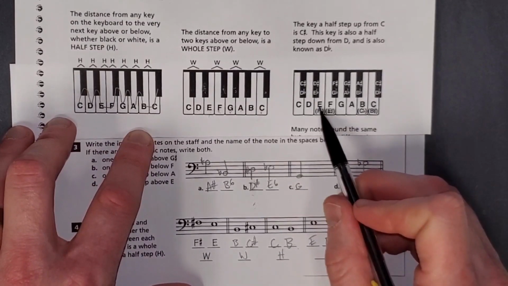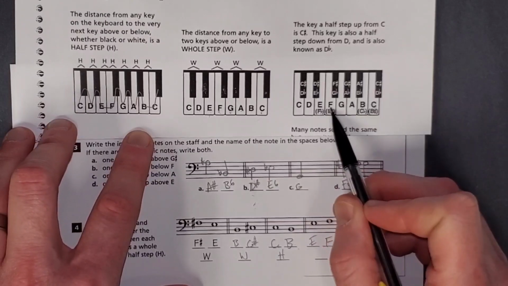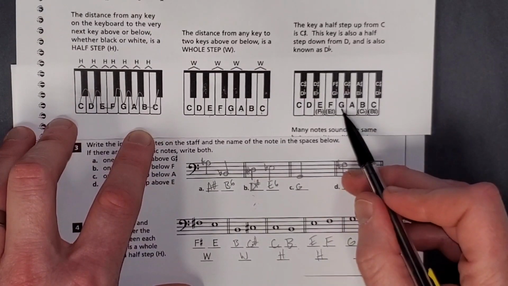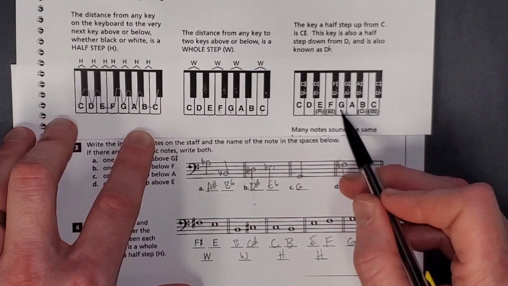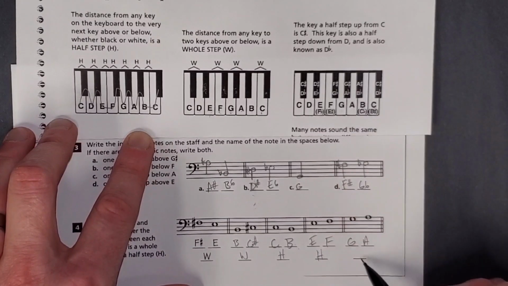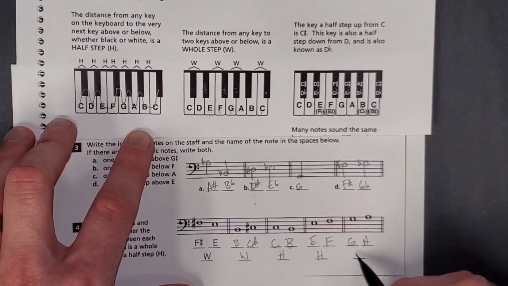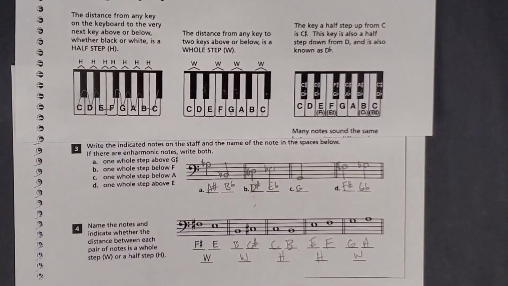E up to F, same situation. E, boom, 1/2 step. And then G up to A, you could easily go like, oh, boom, half step. But it's not, right? Because it's black keys in the middle. So 1/2 step here, 1/2 step there equals a whole step.